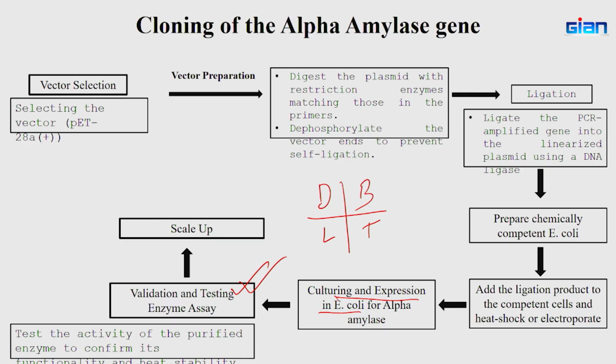After that comes culturing and gene expression. We have to see whether it's producing the alpha amylase or not. Then test the activity of the purified enzyme to confirm its functionality, and whether it shows heat stability. Since we are using electric shock, sometimes a mutation may happen, we can't say, and it may create some changes in the protein production. So we have to check whether it's showing the specific properties or not.